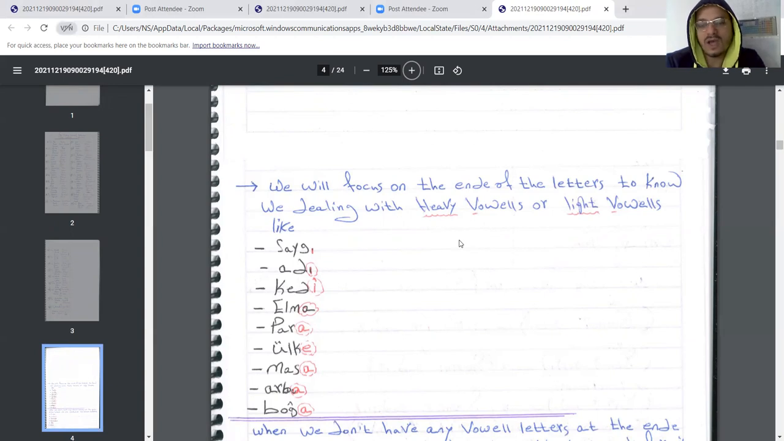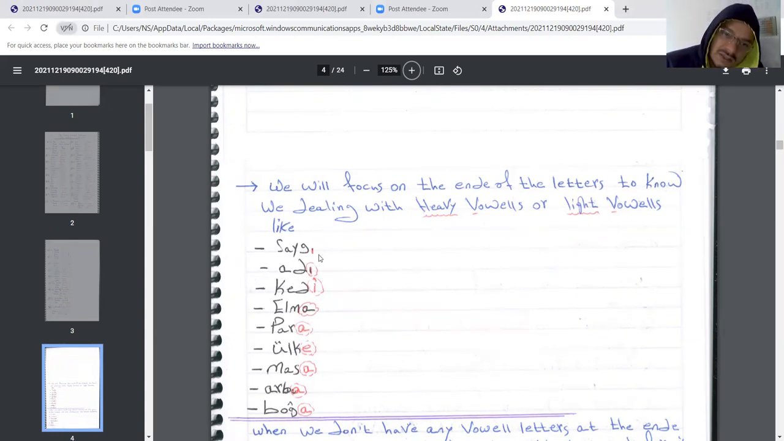because like I said before, we have two kinds of vowel letters, like saygı, respect, ad, name, kedi, cat, elma, apple, para, money, ülke, masa, table, ülke, country, araba, car, boğa. That means the male of the cow.